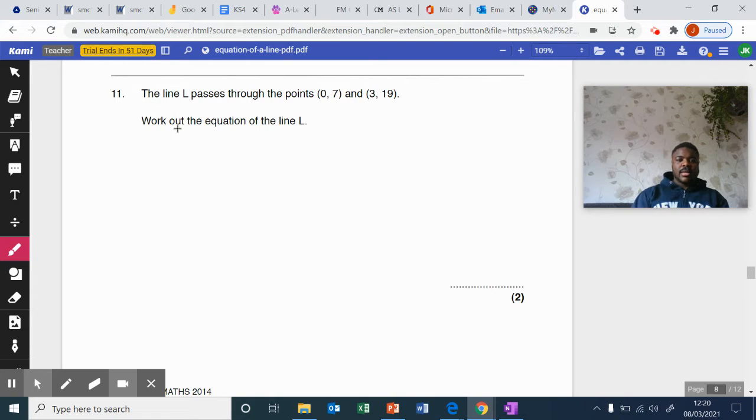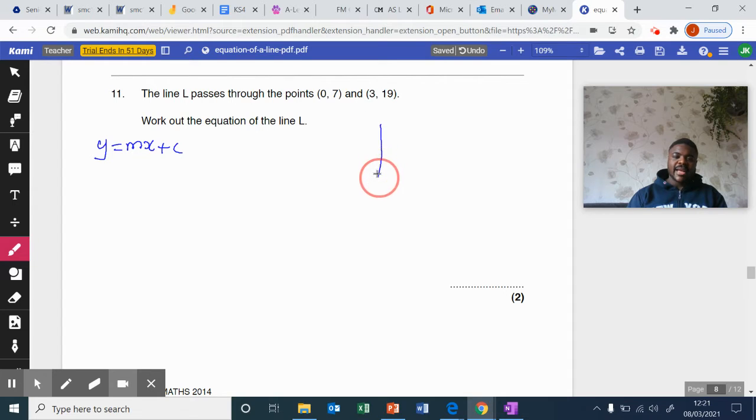Here I've got this question which allows us to continue our third part of our little series. The line L passes through the points 0, 7 and 3, 19. We want to work out the equation of this line. We know that the equation of a line has the form y equals mx plus c. We know that it goes through the points 0, 7 and 3, 19.